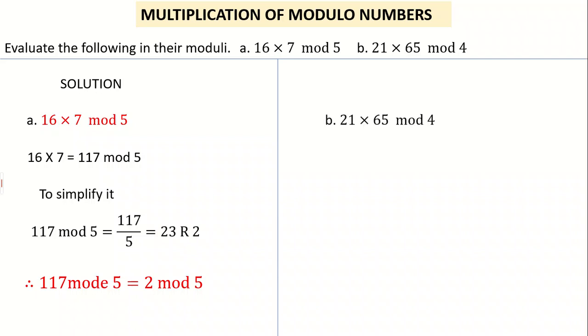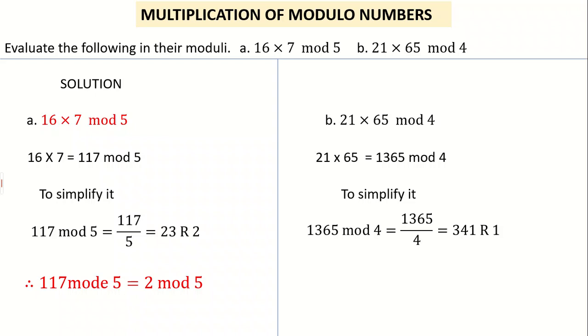Then the last part of the question says 21 times 65 mod 4. So to do this, the same process, you multiply it to give you 1365 mod 4. So I have to go again by simplifying it. So I have 1365 divided by the modulo, 4. That will give you 341, remainder 1. So that becomes 1 mod 4. It's as simple as that.